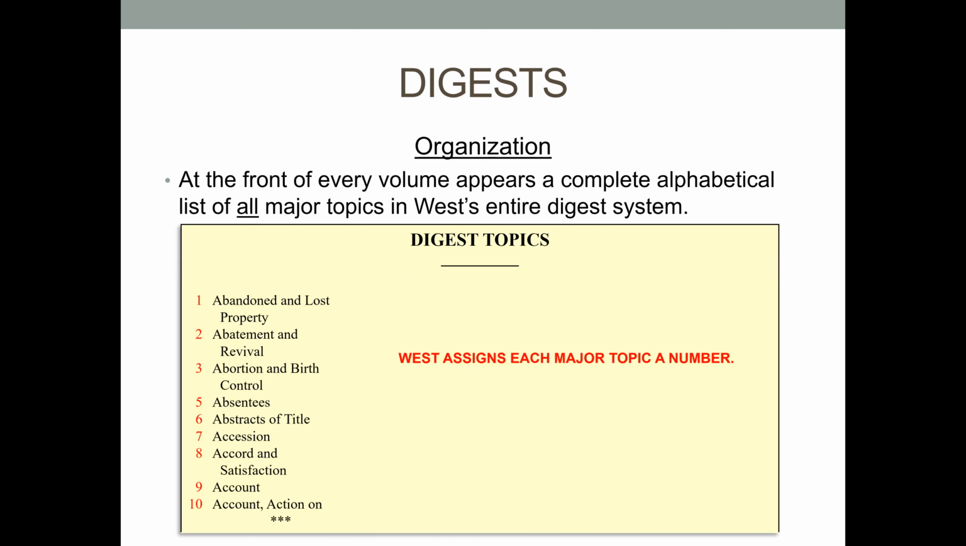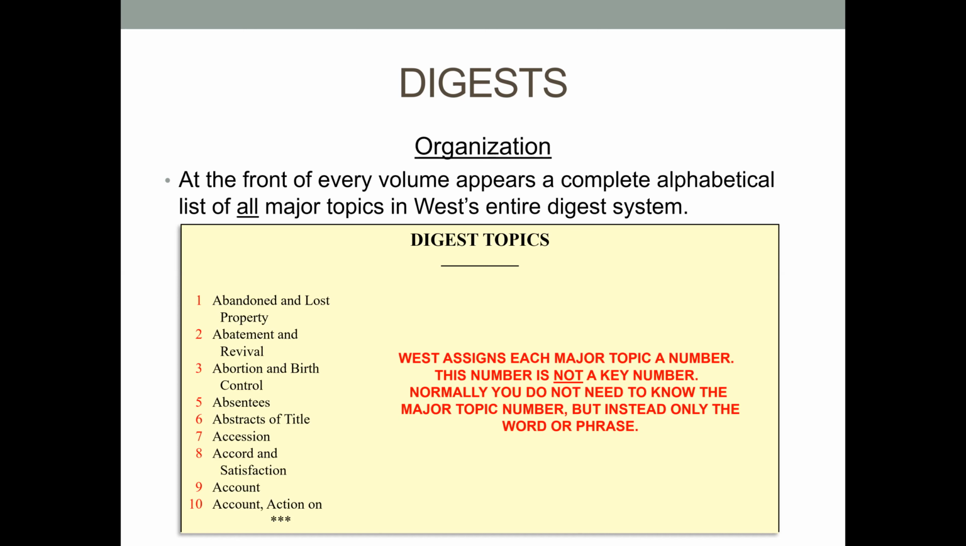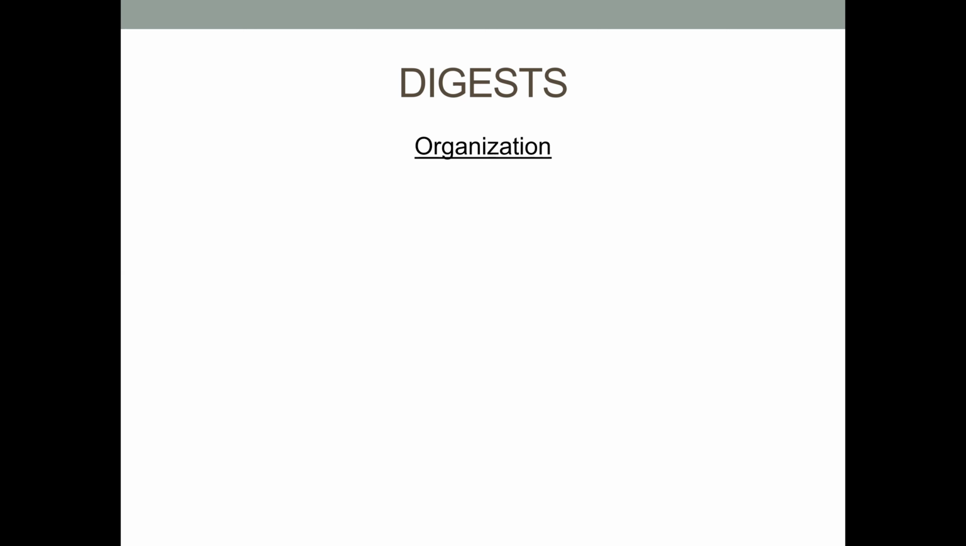Now, you'll notice there's a number to the left of each one, which is roughly chronological. Some of them seem to skip a number periodically. You don't really have to worry about those numbers. Each major topic, West assigns a number, but that's not something you normally have to care about. What you do care about is the word or phrase description of the main topic. So you'll always be able to see a list of all of the major topics at the beginning of any volume of a West published digest.